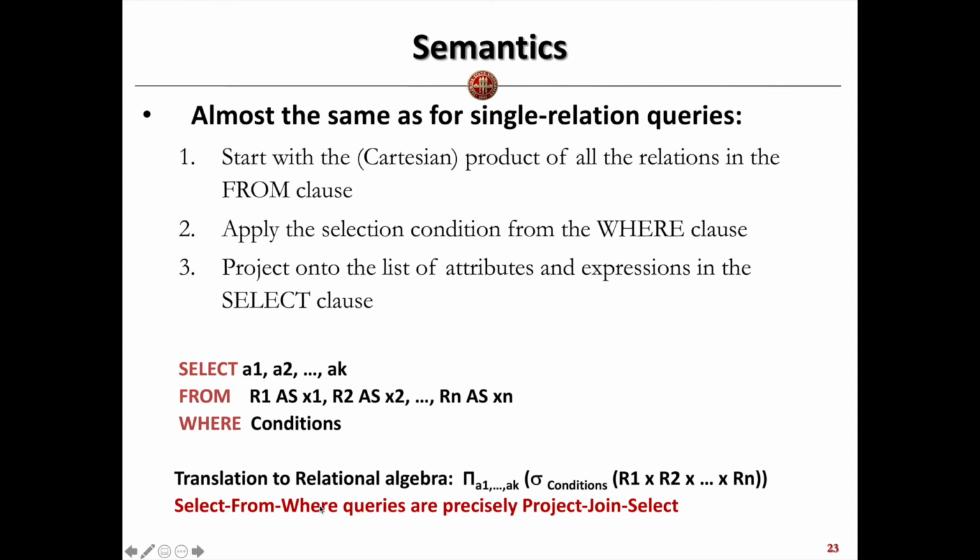So the select-from-where queries are precise in the projection, join, and selection. Inside we have product or joins, then we do the selection of the conditions, and finally we do the projection. So we can understand this query based on relational algebra as shown here: we do a projection, selection, and product.